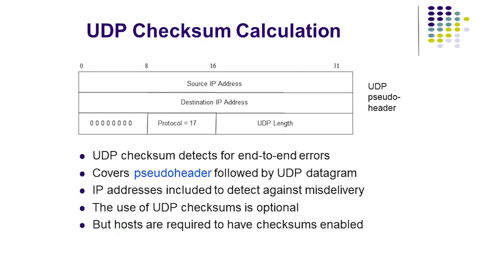The UDP checksum field detects end-to-end errors in the datagram. It covers the so-called pseudo-header followed by the UDP datagram. The pseudo-header includes the IP addresses in order to detect misdelivery. The UDP receiver recalculates the checksum and silently discards the datagram if errors are detected. By silently, it means no error message is generated. The use of UDP checksums is optional, but hosts are required to have checksum enabled.